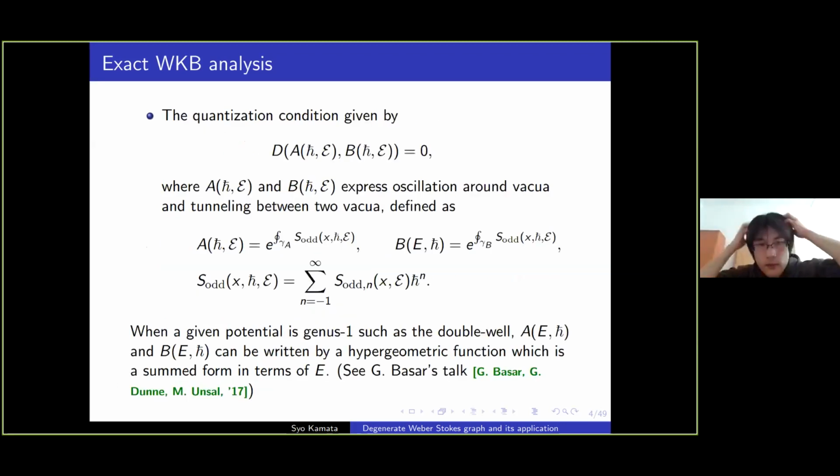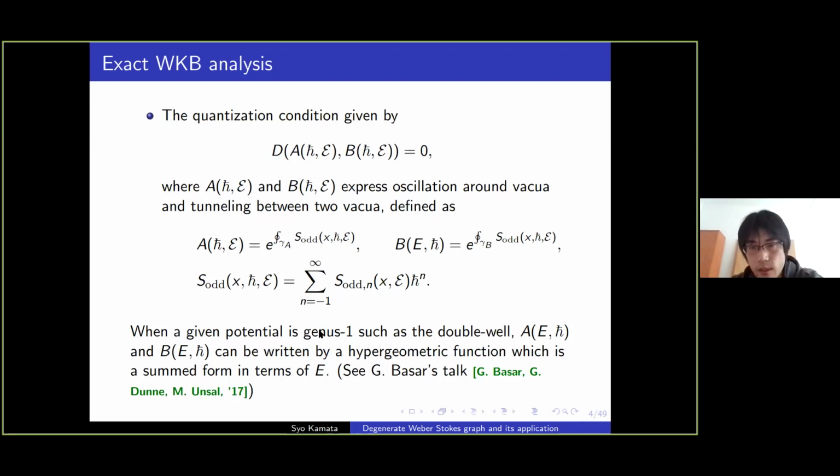Now let us focus on the quantization condition D. Basically this can be expressed by the cycle A, the perturbative part, and the cycle B, the non-perturbative part, and these are functions of h bar, where E is the energy. As I said, A is basically the perturbative cycle, oscillation around the vacuum, and B is basically a tunneling effect. Both can be defined by some contour integration using S odd.